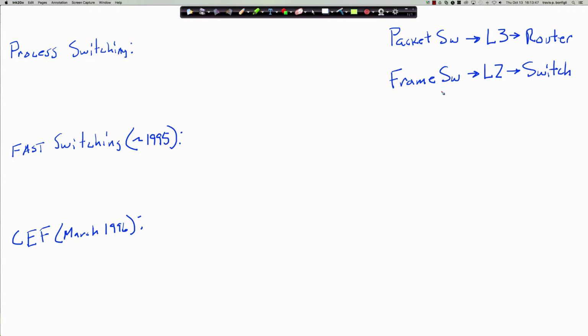And again, the addresses at layer 2 are the MAC addresses, your 48-bit values, and the addresses we're interested in here are the IP addresses, right? And so that's the difference.